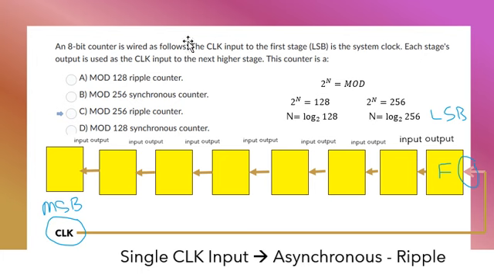Then the question said each stage's output is used as the clock input to the next higher stage. So here is my higher stage, and that's my lower stage. The next stage is higher than the first stage. The output of the first stage becomes the input to the next stage, and so on, all the way to the 8th bit. Since the clock is going into only the first stage, that would be the ripple counter. Ripple counters are asynchronous.